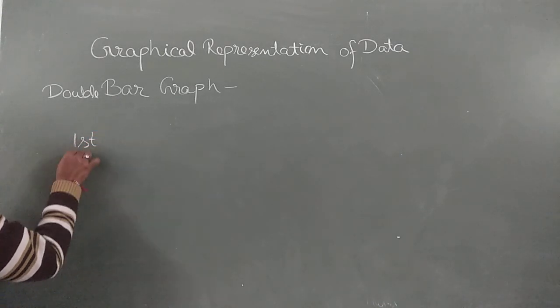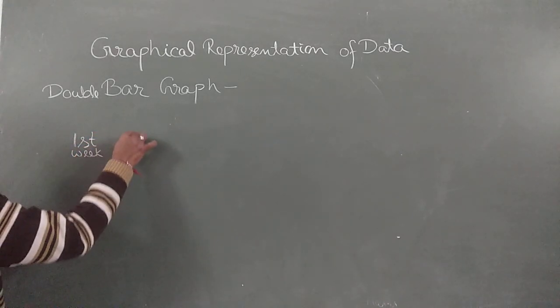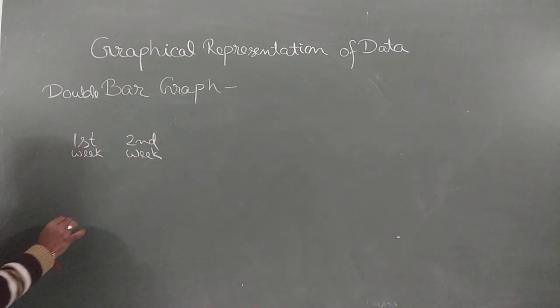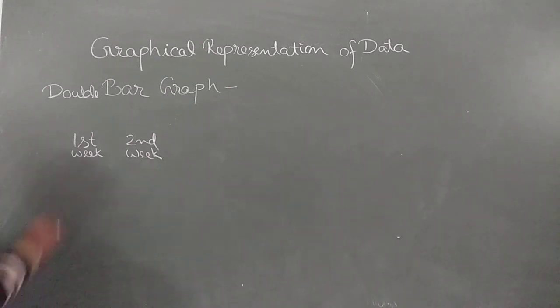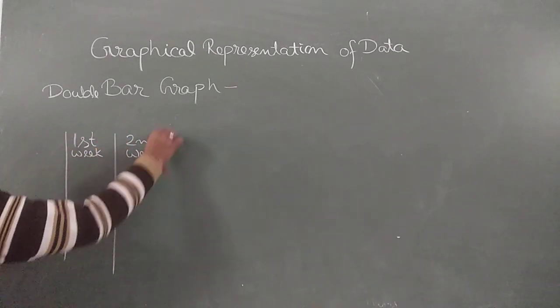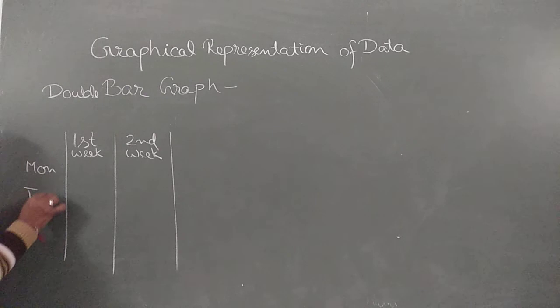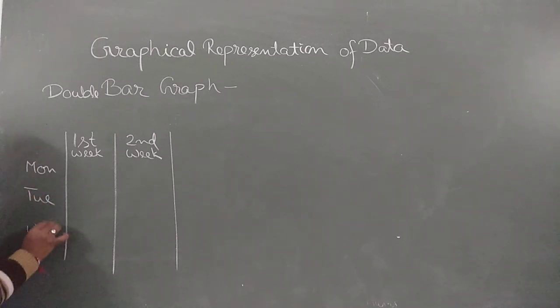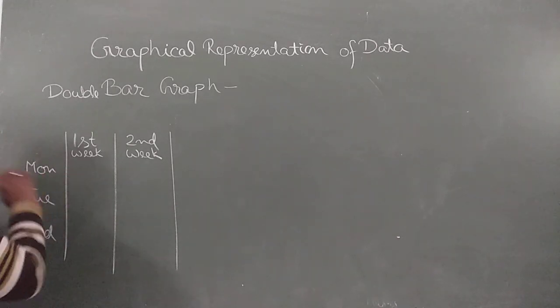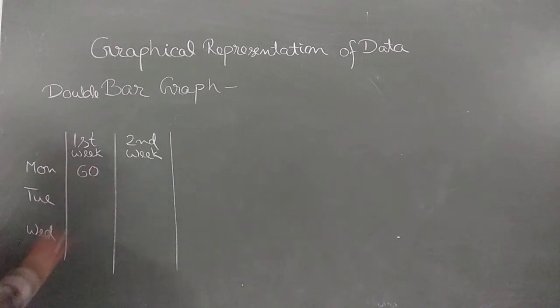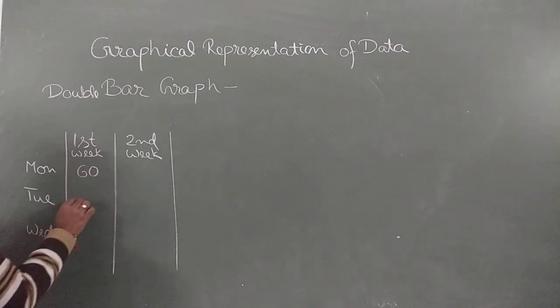this is your first week, this is your second week, now on Monday, Tuesday, Wednesday. Okay, there are 3 days of attendance. In the first week, the number of students present in a class is full. In the first week, it's 60, and in the second week it's 50.